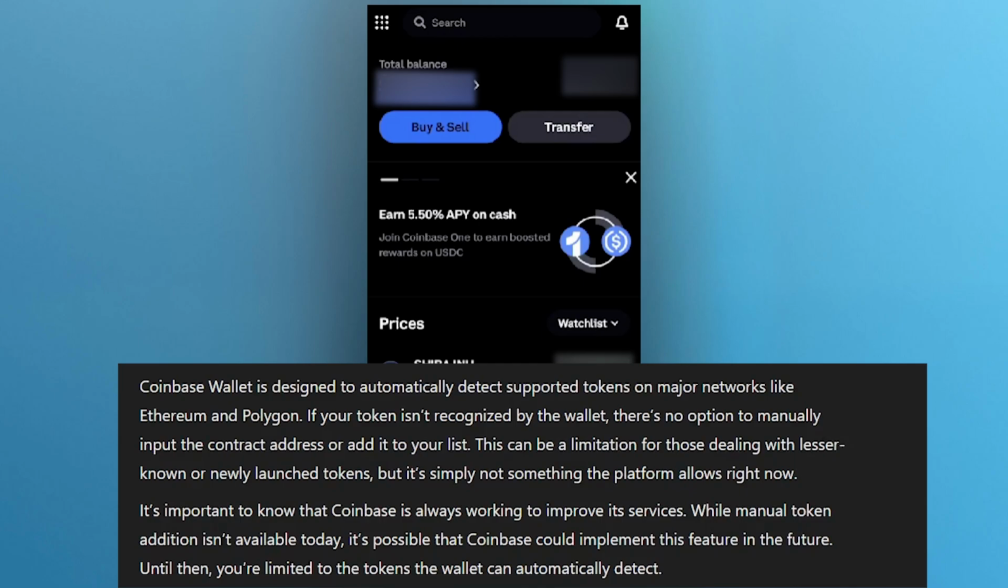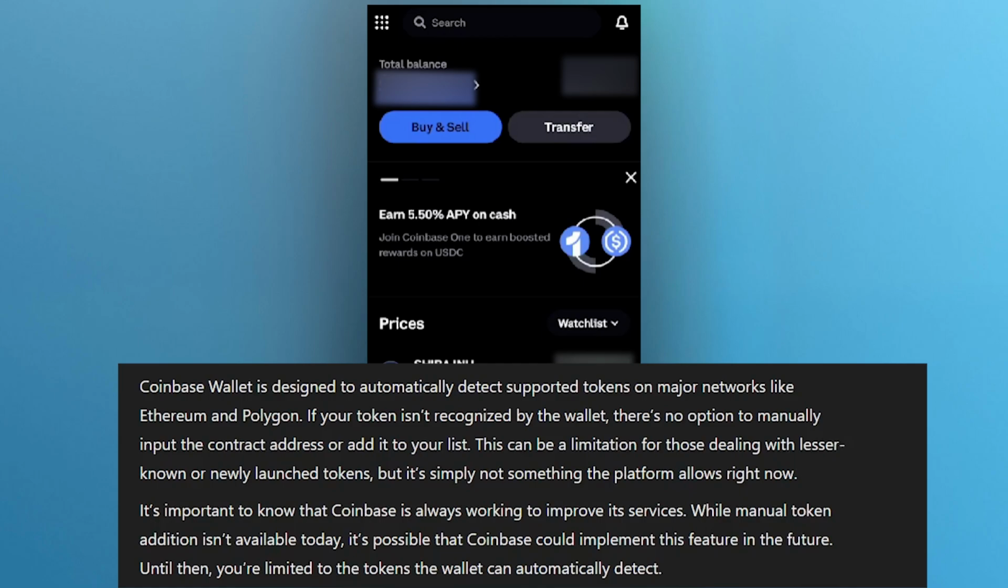If your token isn't recognized by the wallet, there's no option to manually input the contract address or add it to your list. This can be a limitation for those dealing with lesser known or newly launched tokens. But it's simply not something the platform allows right now.